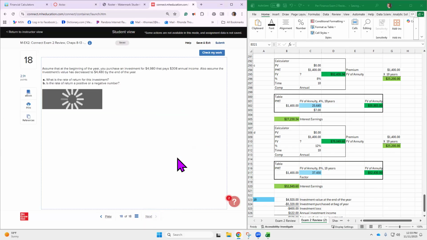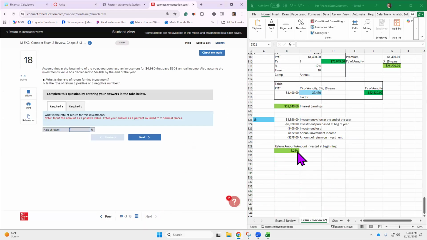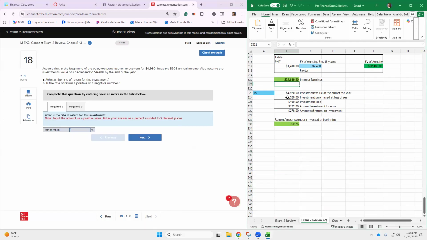One more. So number 18, assume at the beginning of the year, you have an investment. So you always put your purchase down first. Put your purchase down of an investment. So we invested $4,980. We have an extra income of 308. And then assume that the investment's value actually went down by the end of the year. So this is actually the revalue.